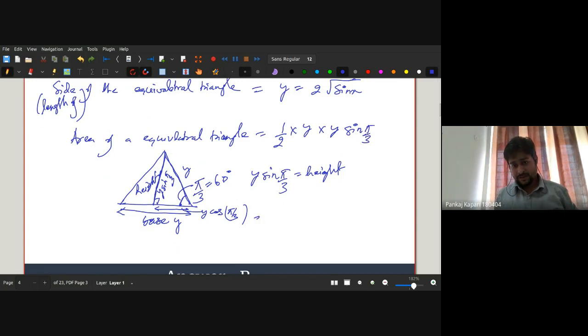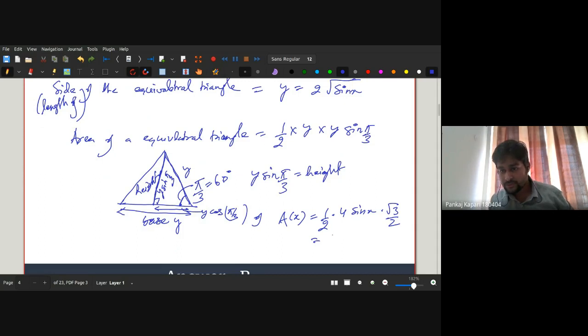That means our A(x) as a function of x is half. Now we have y square, so y square means we have 4 times sine x, right? And now sine pi by 3. So what is sine pi by 3? It is root 3 by 2. That means the area must be root 3 sine x.